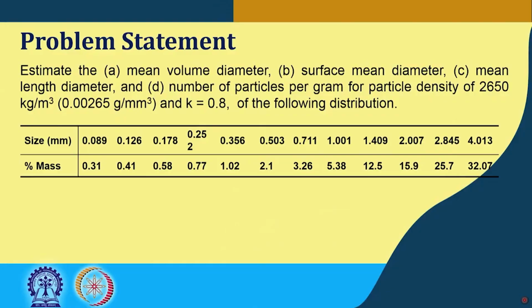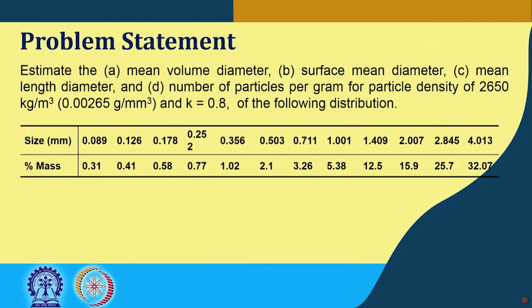The first problem statement says: estimate the mean volume diameter, surface mean diameter and mean length diameter, as well as the number of particles per gram, for a particle density of 2650 kg per meter cube and k equals 0.8, for the following distribution.